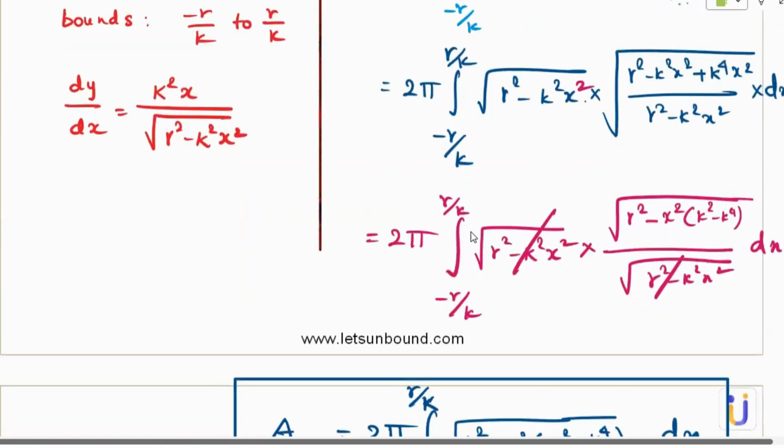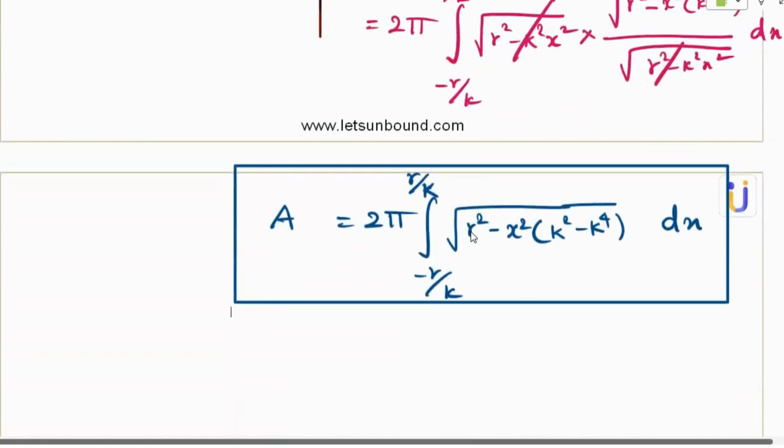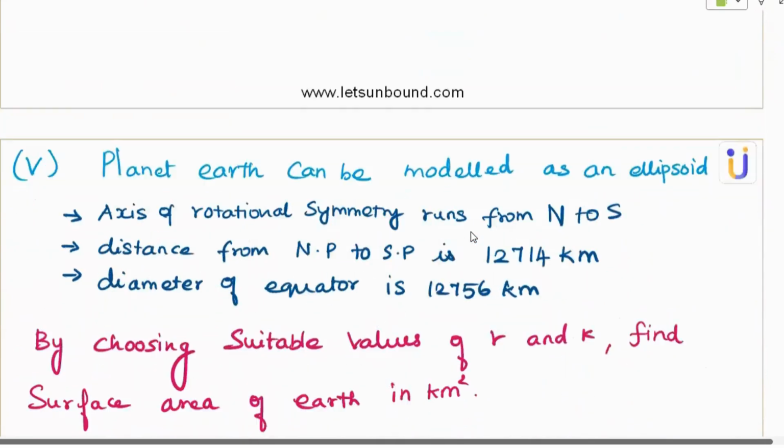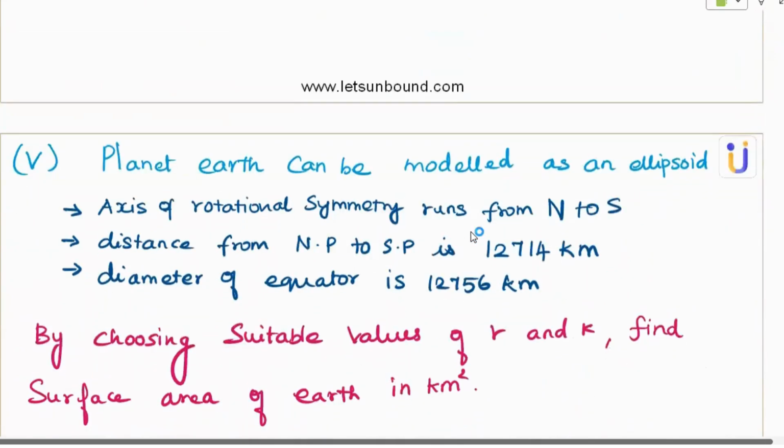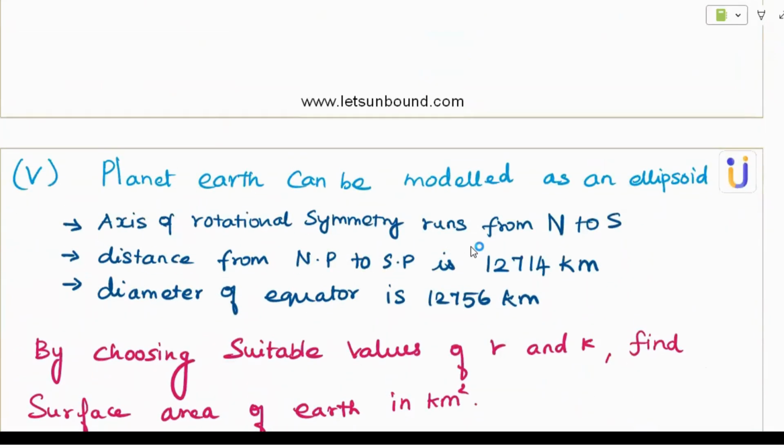Right. And we can move further. Now, the fifth case is a very interesting one. Planet Earth can be modeled as an ellipsoid. So we have just modeled an ellipsoid and its surface area. Our planet Earth also can be modeled in this way. And we have some important tips given here.